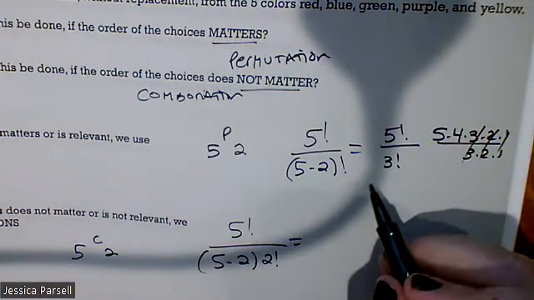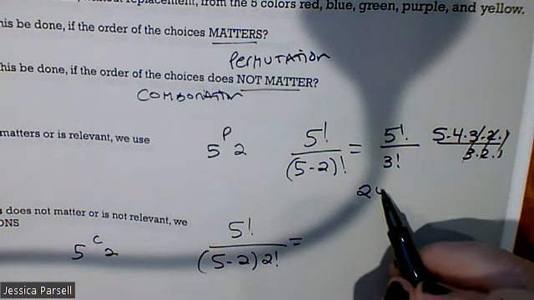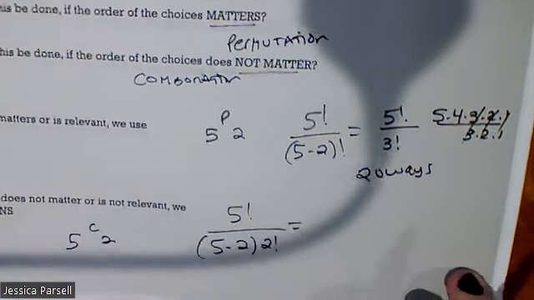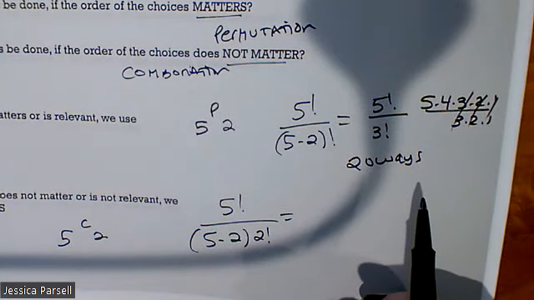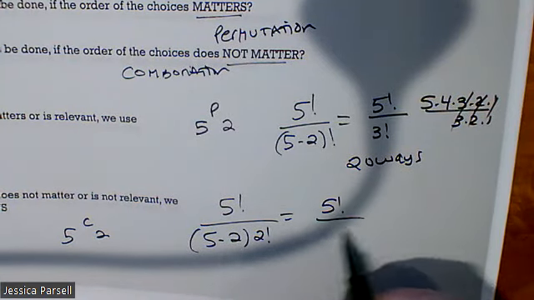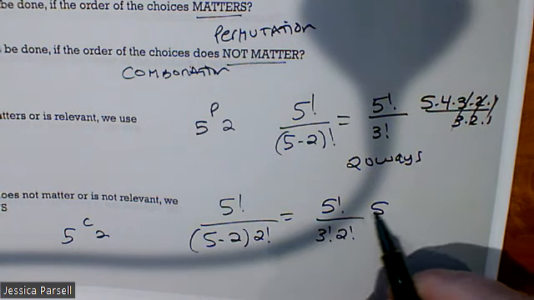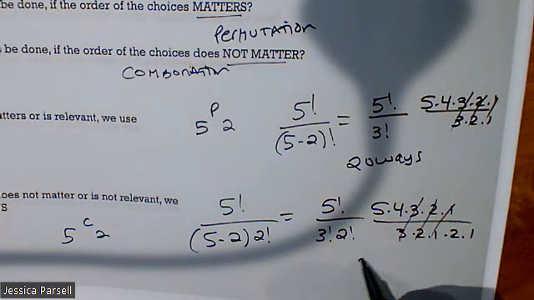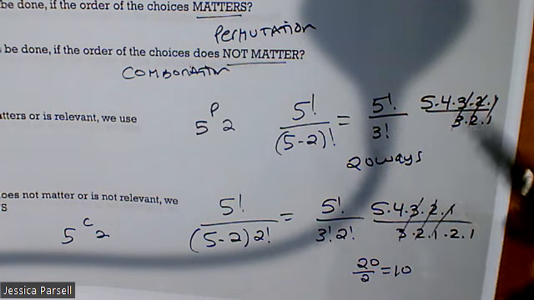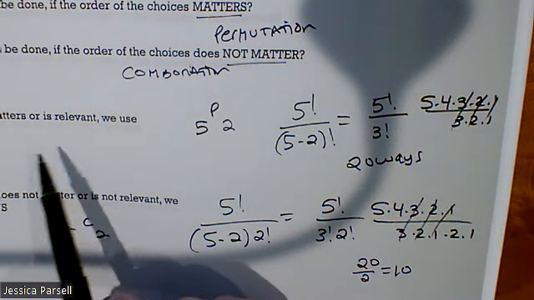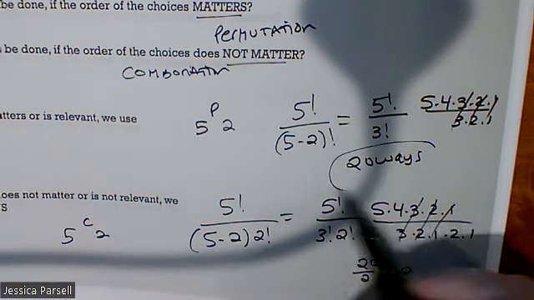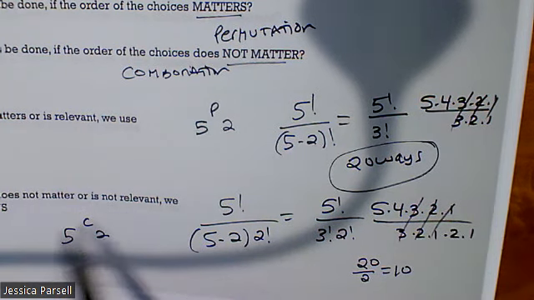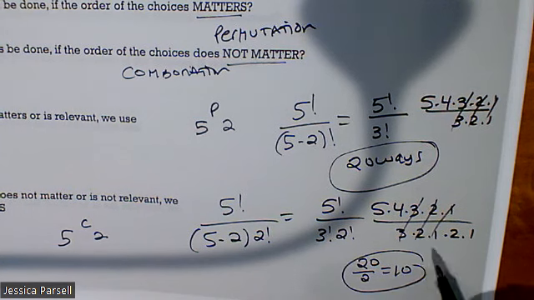Okay, if you're back, for the permutation I got 20 ways we could do this. Combination, haven't finished that one yet. You're probably ahead of me by now. All right, so if the order matters, if it's relevant, we use permutations, so we're going to get 20 ways we can do it. If the order doesn't matter or it's not relevant, we can use combinations, and that's going to give us 10 ways.